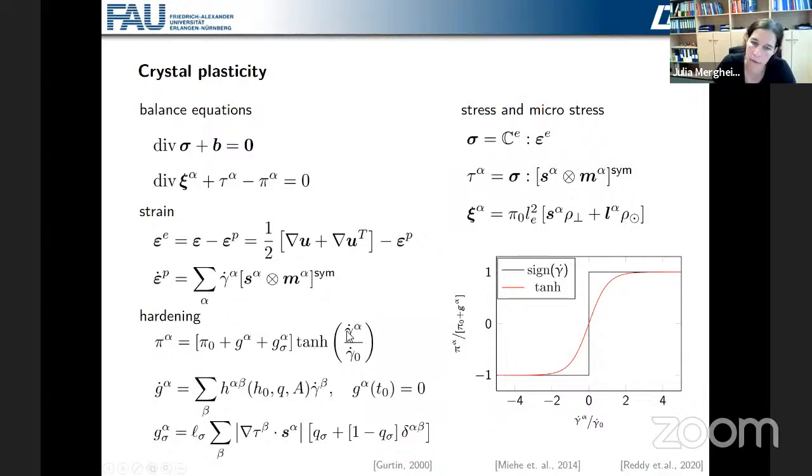We introduce a flow rule here for the scalar microstress, which is actually a creep law. So the stress is defined by means of the rate of the plastic slip. And we use here this tangent hyperbolic formulation. So that is just a regularization, which works best in the numerical framework.